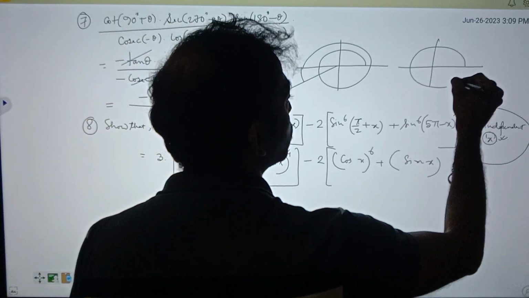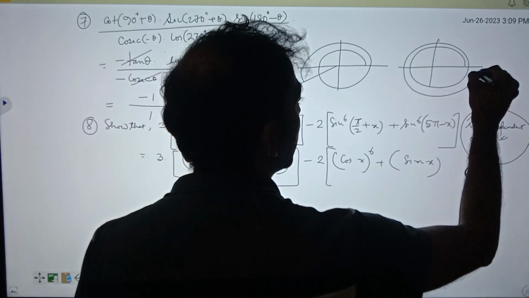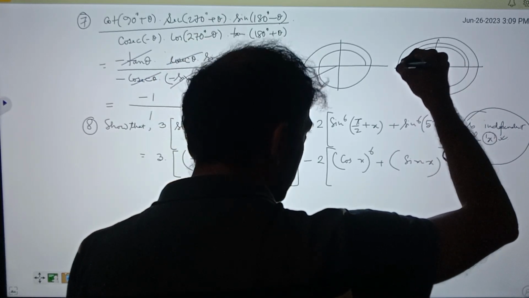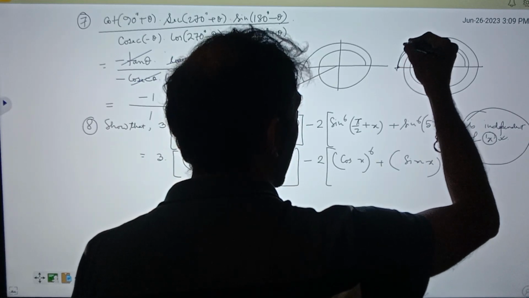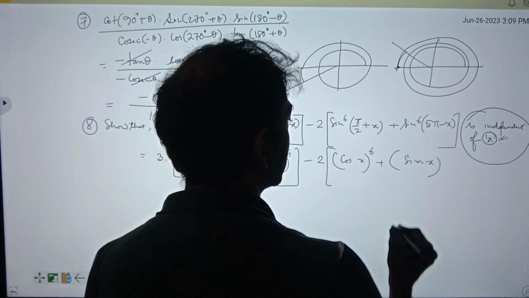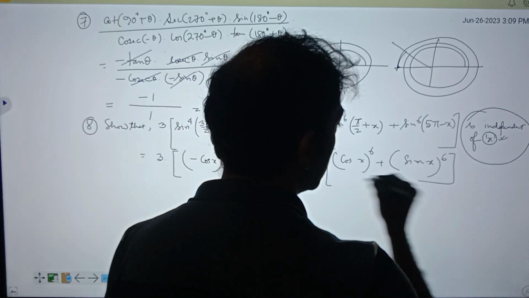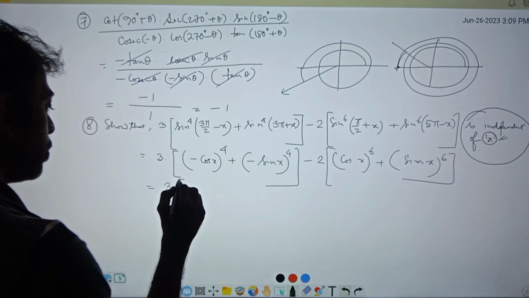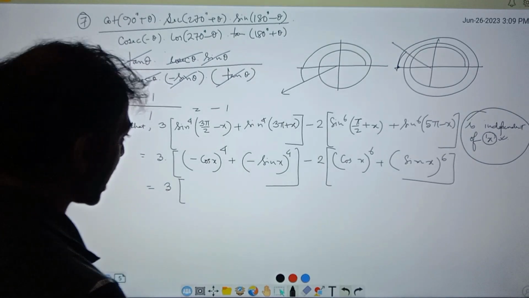For 5 pi minus x, meaning that is 2 pi, that is also 2 pi, 4 pi, 5 pi. The angle 5 pi minus x is lying in the second quadrant, and in the second quadrant we all know that sine is always positive, so that will be plus sine x whole power 6. Now we are going with the calculation.